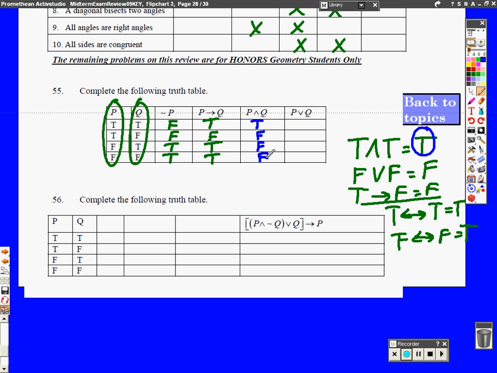Finally, the OR column, we're looking for false or false equals false. So I'm going to look down. We have T or T, T or F, F or T, F or F. F or F is the one that matches the rule, which is false. If it doesn't match the rule, as in the first 3 lines, then it has to be true.